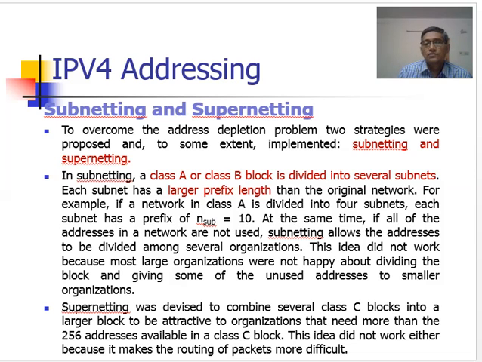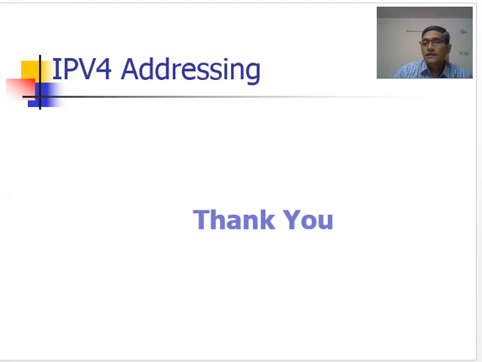So they have gone for supernetting, another temporary solution, in which class C addresses are combined into blocks, but only 256 addresses are available in a class C block. But one fundamental disadvantage, a major difficulty, is that it makes routing of packets more difficult. So the 2 temporary solutions, subnetting and supernetting, we will be learning in detail in the next video. Thank you very much.